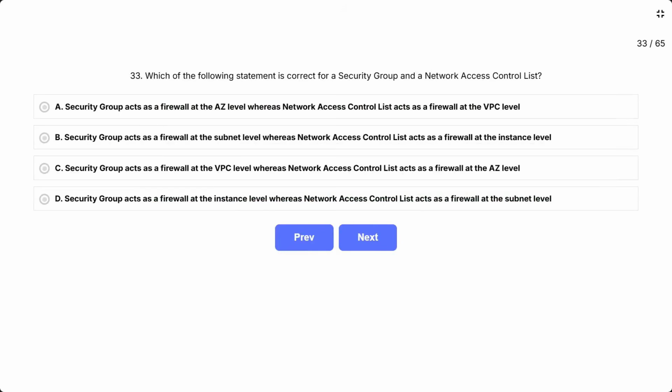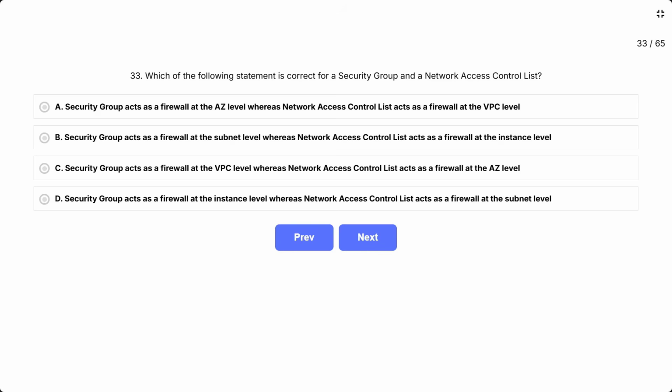Question 33. Which of the following statements is correct for a security group and a network access control list? A. Security group acts as a firewall at the AZ level, whereas network access control list acts as a firewall at the VPC level. B. Security group acts as a firewall at the subnet level, whereas network access control list acts as a firewall at the instance level.